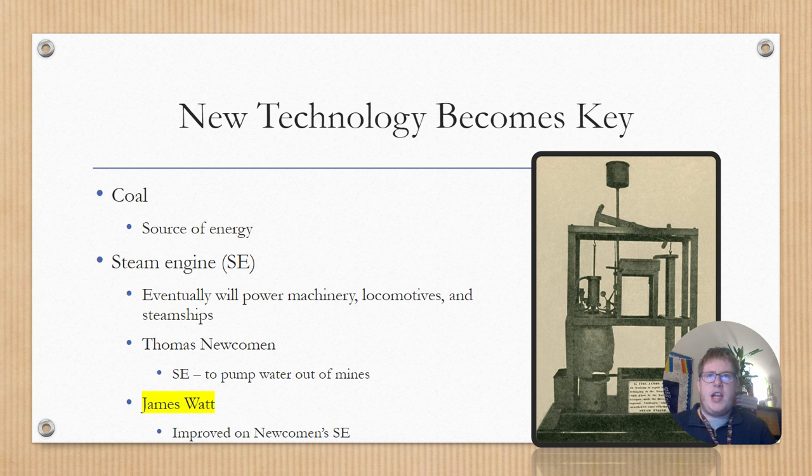So, some more technology. This is really where we start to see coal being used as a power source and the uses of the steam engine. Eventually, this will power machinery, locomotives, and steamships. The first one was built by Thomas Newcomen to pump water out of mines, and then James Watt a few years later will improve on said design.